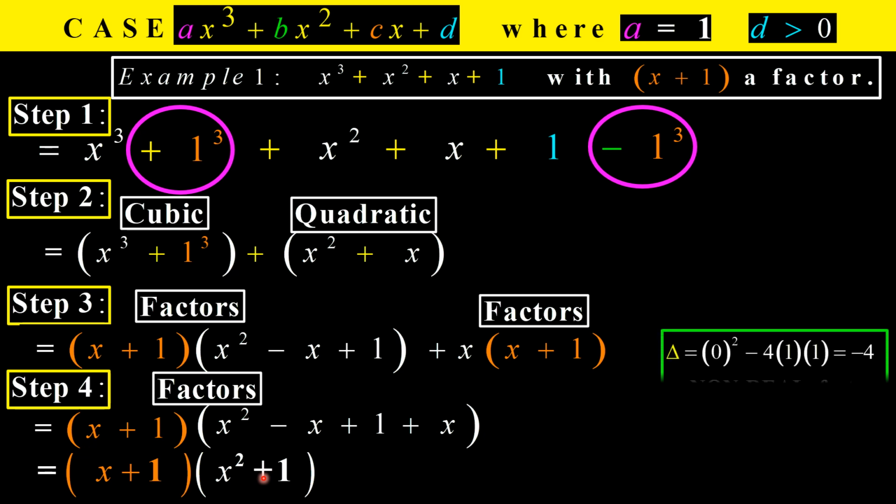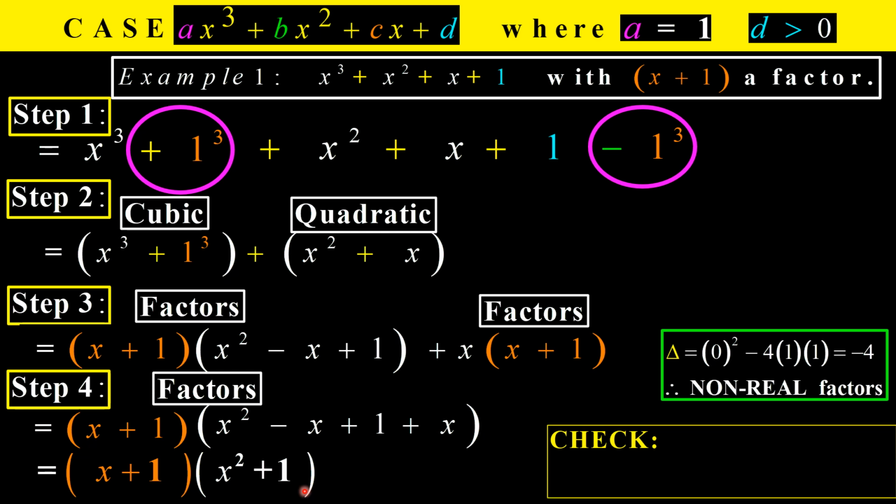Let's just look at that quadratic. The b value is 0, so if I use my discriminant, I get 0 squared. My a and my c values are both 1, so 0 subtract 4 gives me negative 4. Because my delta, my discriminant, is negative 4, the quadratic there has non-real roots. So I've got my given linear, and my quadratic here in this case has non-real roots.